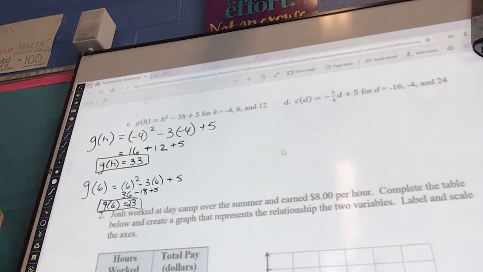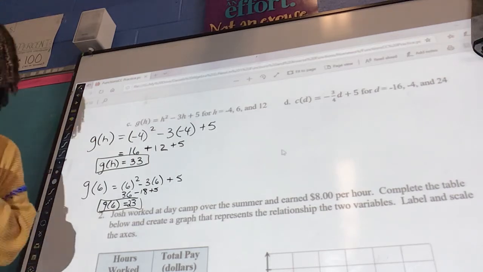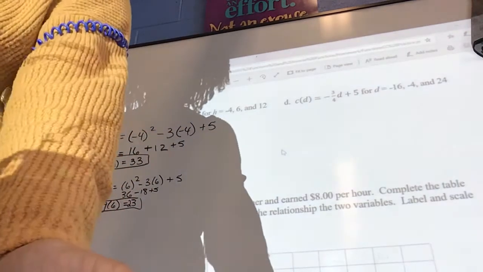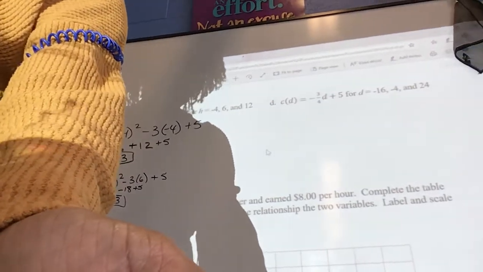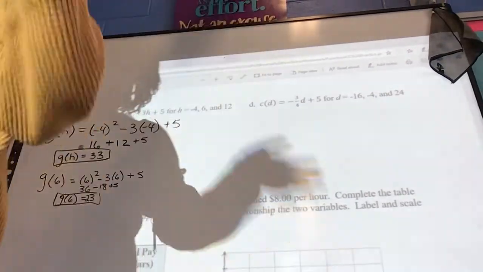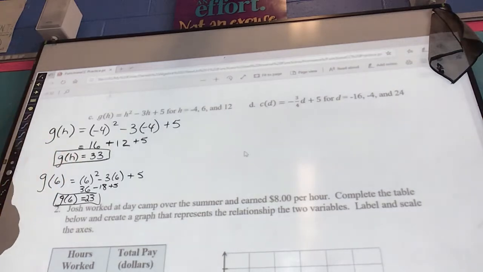Okay. The last one is a fraction that we love so much. Right? Yes? I know. We're going to briefly talk about the importance of fractions compared to decimals in a few minutes. Yes?